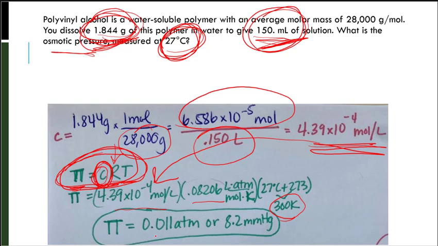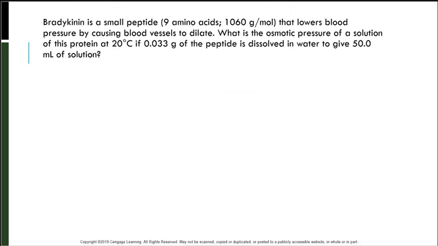And I got an osmotic pressure of 0.011 atmospheres, because remember my gas law constant is in liters, atmospheres, moles, Kelvin. So my pressure would be given in atmospheres. And if I want to get it into millimeters of mercury, I just need to do a dimensional analysis problem because there's 760 millimeters of mercury in 1 atmosphere. So I would take my atmospheres and times it by 760 to get this 8.2 millimeters of mercury. Let's look at another problem.